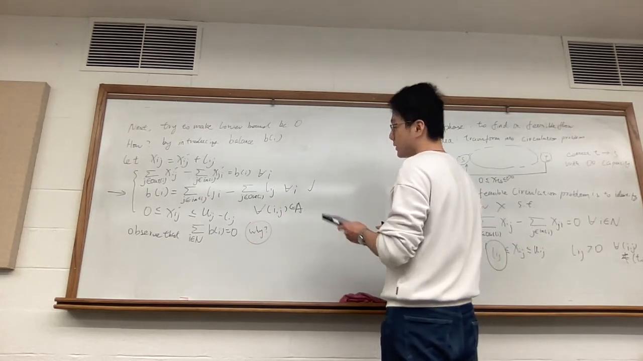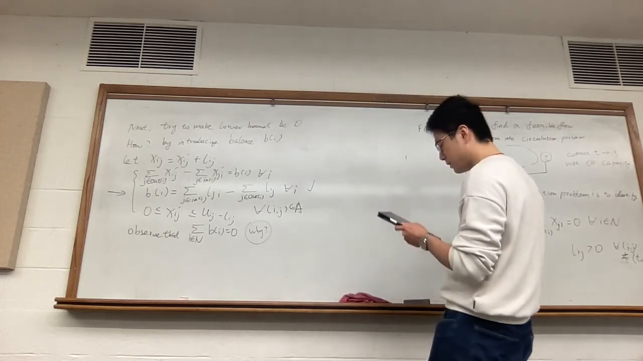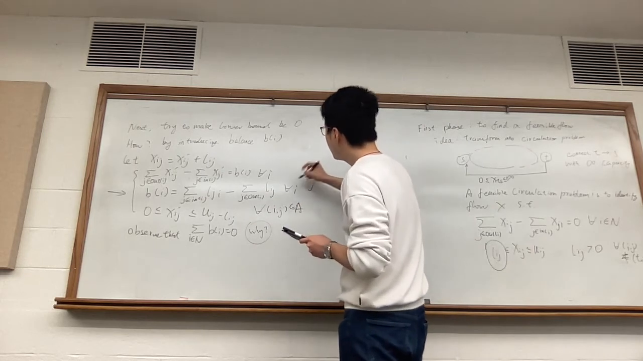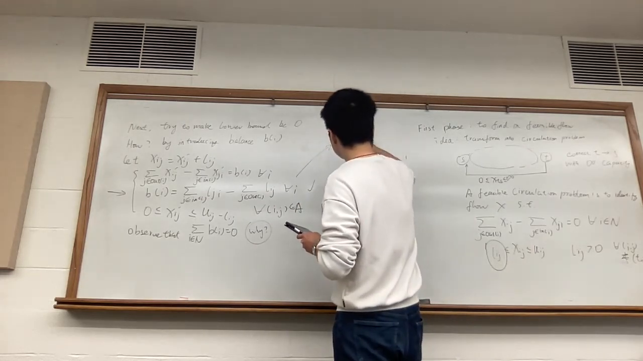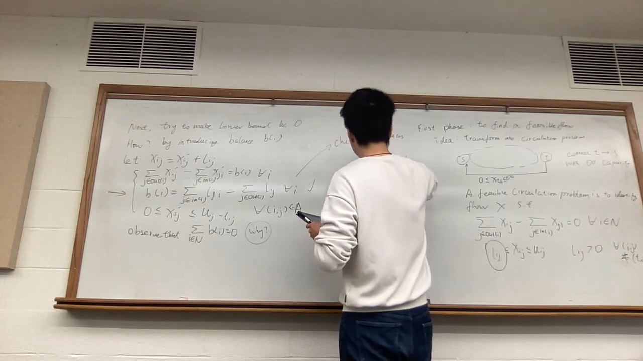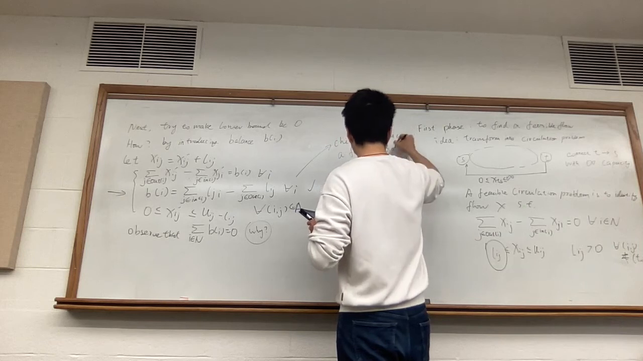Then, what is our task? Remember that we want to solve this circulation problem, stated here. Then we need to check if this has a feasible solution.